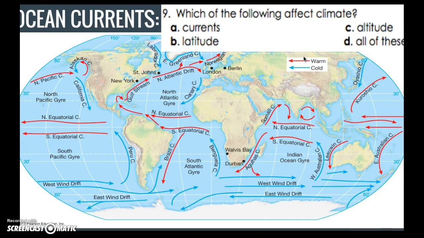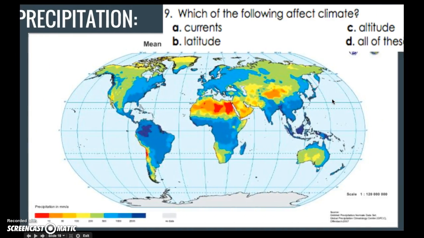In ocean currents, which of the following affect climate? Right. So this is where we had to throw everything together. Did latitude affect climate? Absolutely. If you're in a tropical area, we know it's going to be wetter. We know it's going to be hotter. Do currents? Well, that's what we're looking at right here. Currents are going to bring rain, and rain is precipitation. Precipitation is a part of climate. Does altitude? Yes, we just saw it. We just looked at the Himalayas. So the answer here is going to have to be D, all of these.